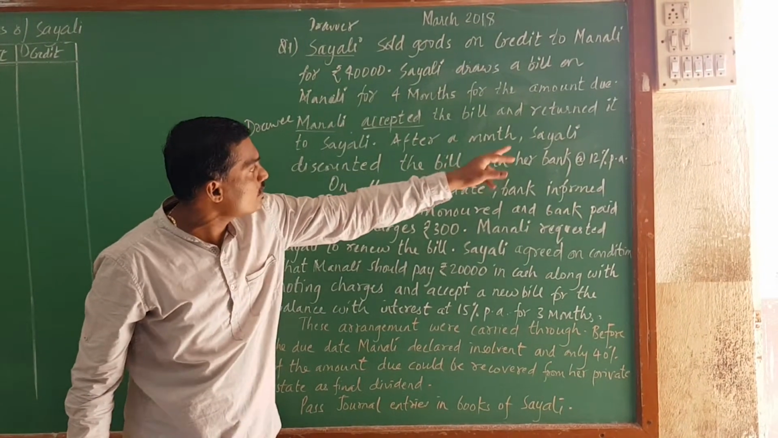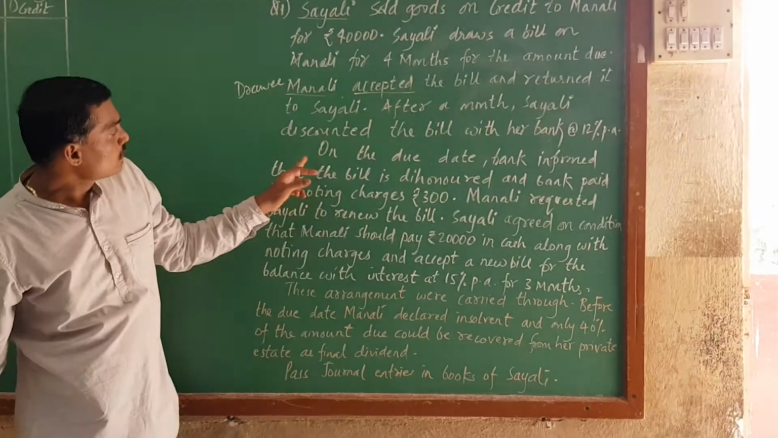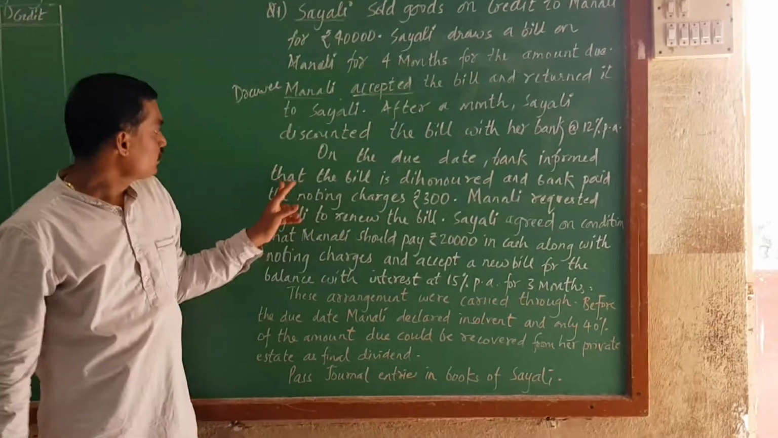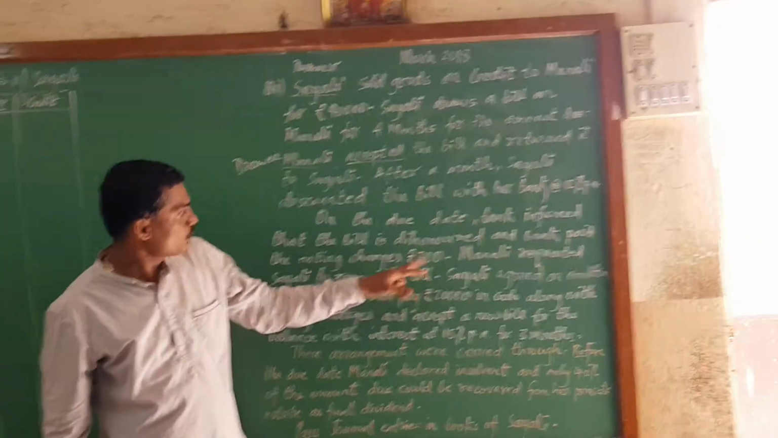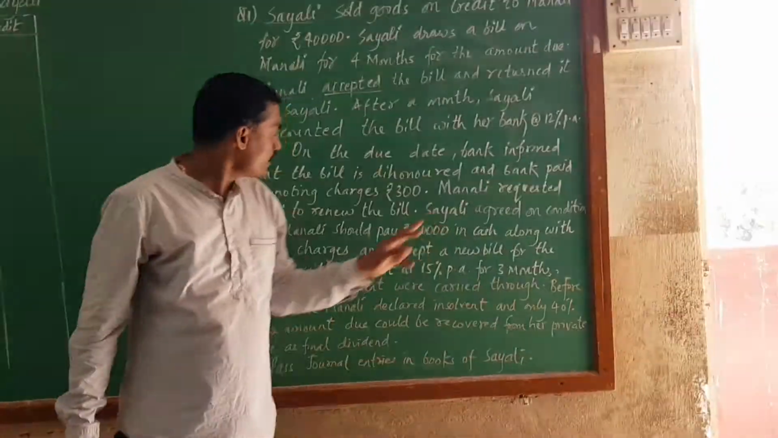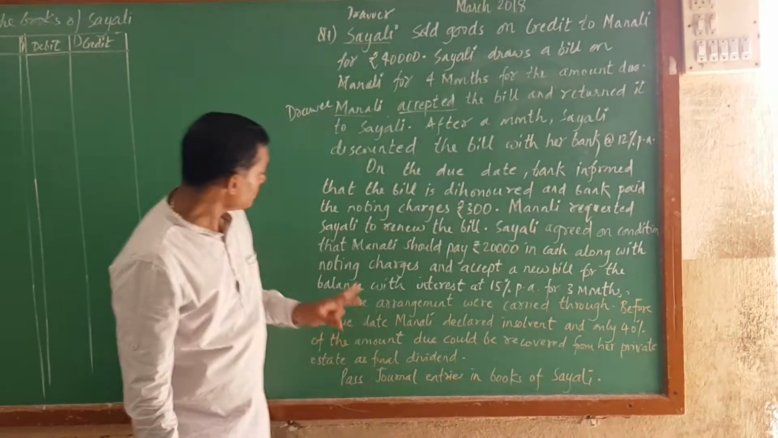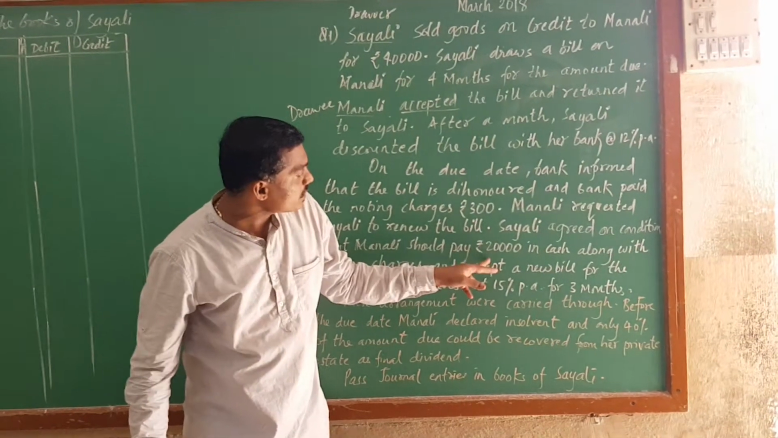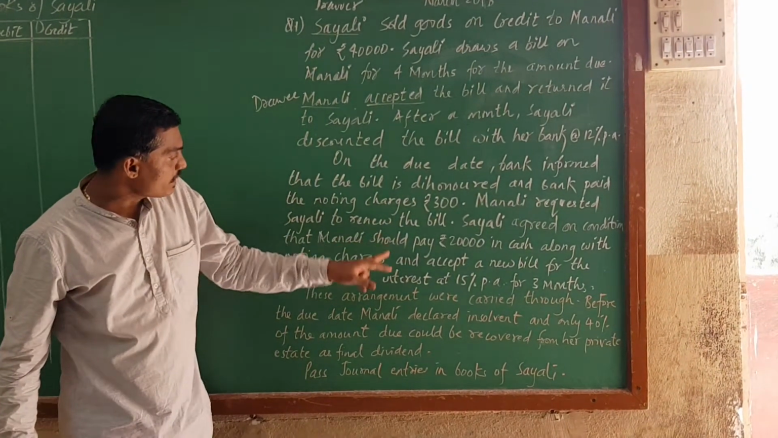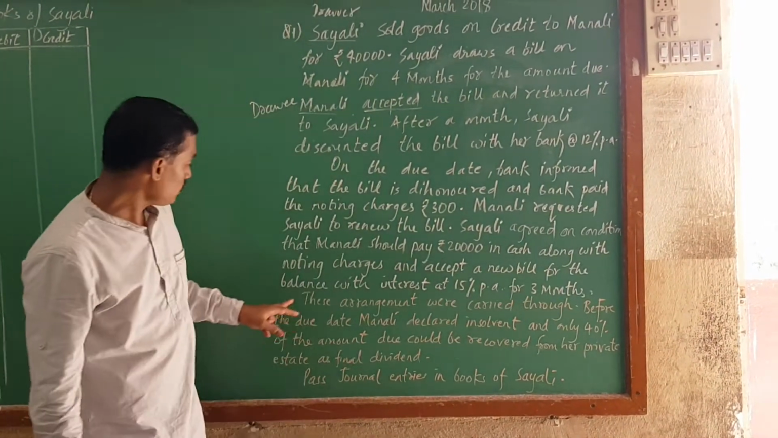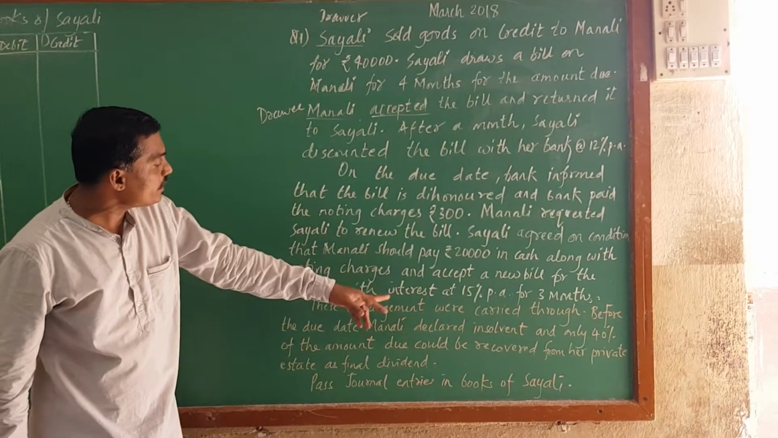Now here also after a month Saili discounted the bill with bank at the rate of 12% per annum. On the due date, the bank informed that the bill is dishonored and the bank paid noting charges of rupees 300. So noting charges are also there. Manali requested Saili to redeem the bill. So Saili agreed on the condition that Manali should pay rupees 20,000 in cash along with noting charges. So this is the part payment, and accept a new bill for the balance with interest at 15% per annum for 3 months. So this is the new bill interest.